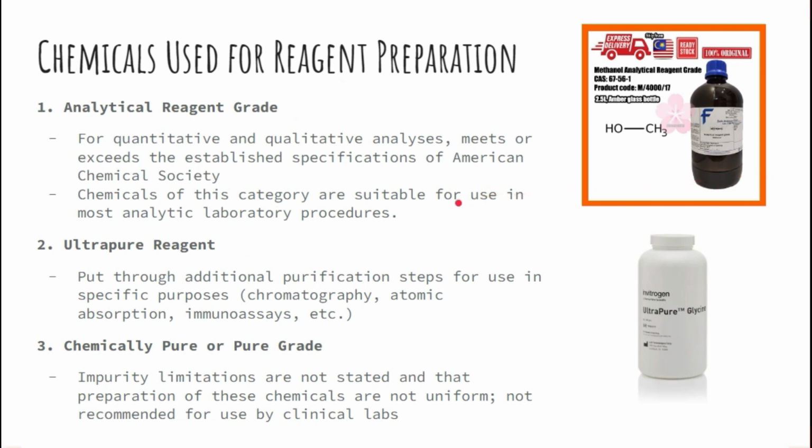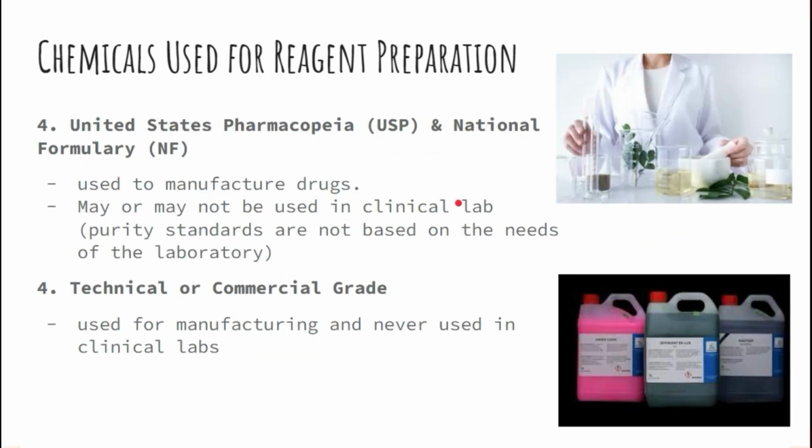Okay, so that's the first three. Next tayo, we also have the fourth one, which is the USP and NF. This is commonly used to manufacture drugs. May or may not be used in clinical laboratory because the purity standards of this USP and NF are not based on the needs of the laboratory.